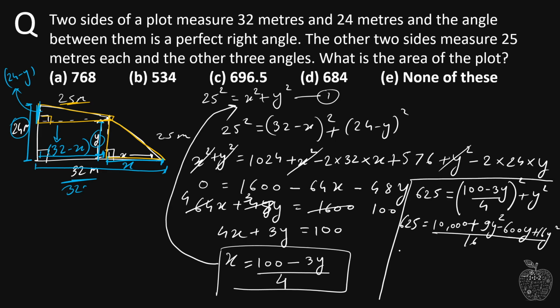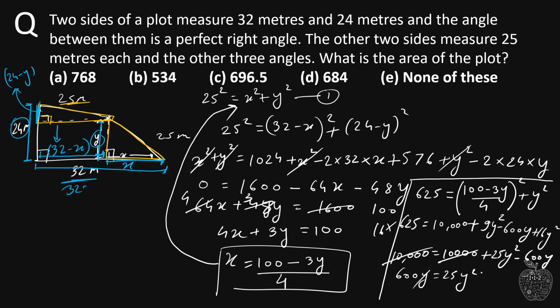Let's take this 16 on the left hand side, so we get 625 into 16, which equals this entire thing. Now 625 into 16 is 10,000 only. This equals 10,000 plus 9y square plus 16y square, which gives 25y square, and minus 600y. 10,000 and 10,000 are gone. The minus 600y will go to the left hand side, so we get 600y equals 25y square. y and y square gone.